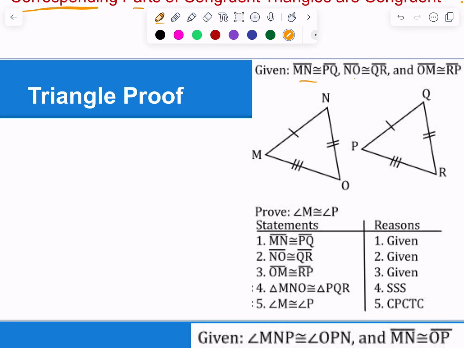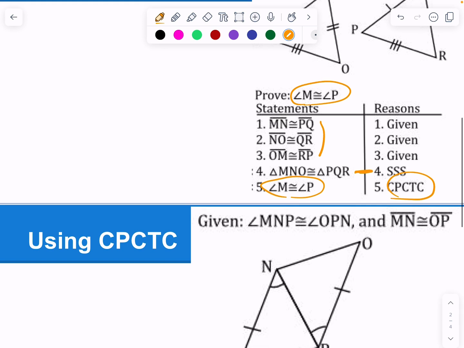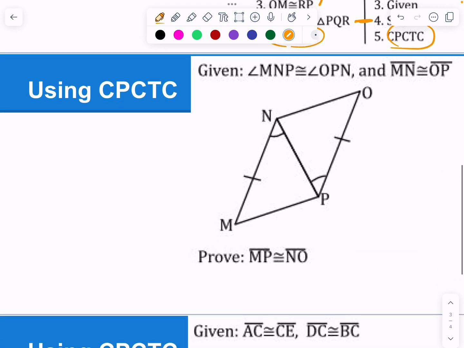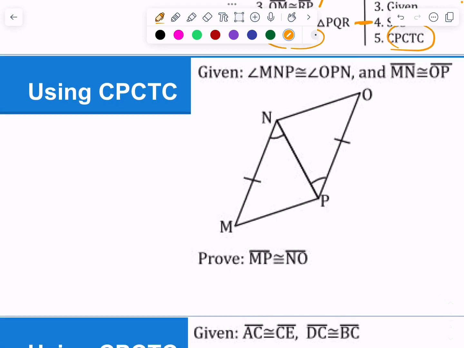So given this, this, and this, prove that M is congruent to P. Well, I'm going to use the 3 givens to prove the triangle is congruent, and now I can say that that extra part is congruent by CPCTC. All right, same thing here. If I were told that this angle here is congruent to this angle here, and that this side is congruent to this side, I need to prove that MP, this side right here, is congruent to NO.